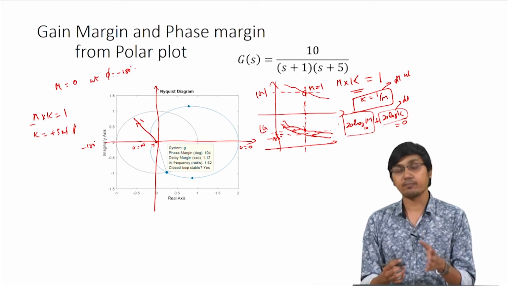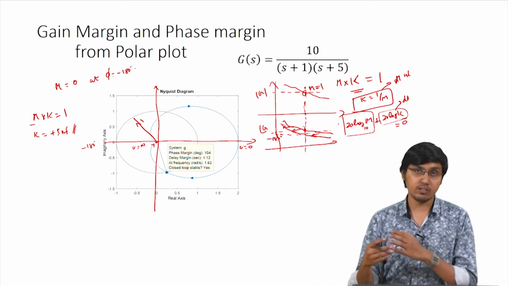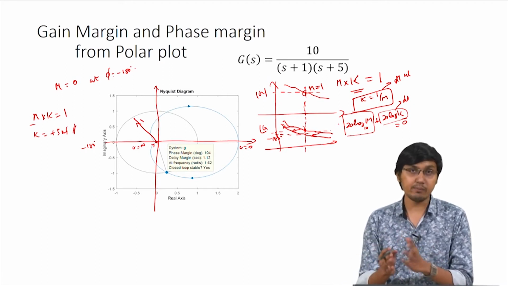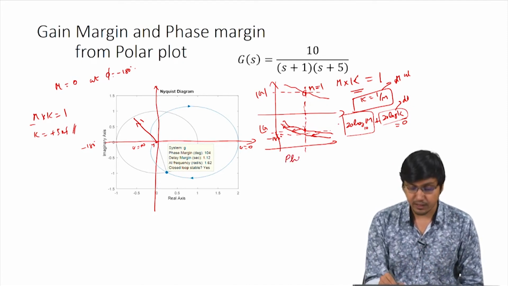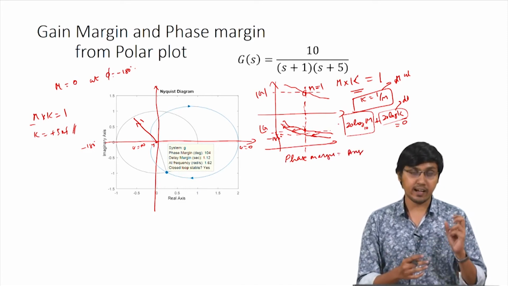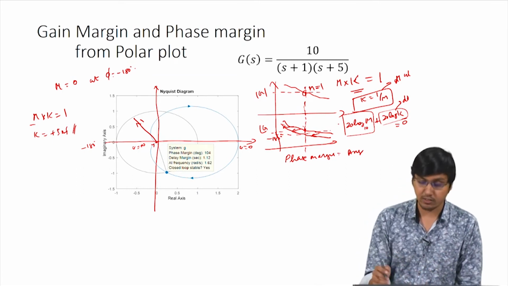So at magnitude equal to 1, what is the angle I have to decrease, or what is the lag I have to introduce, so that my angle becomes minus 180 degree. That angle is called the phase margin, right. If you remember, phase margin is the angle that I have to add so that my final angle at the magnitude of 1 becomes minus 180 degree.